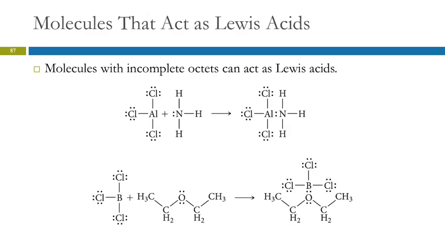Here's another example where we've got boron trichloride, again, with an empty orbital. It doesn't have a complete octet. And here we have an ether where we have this oxygen in the middle, and the oxygen has lone pairs. This can act as a base, donating an electron pair to the boron, which acts as an acid by accepting the electron pair. And it forms this adduct. Just looks like a big old mess.